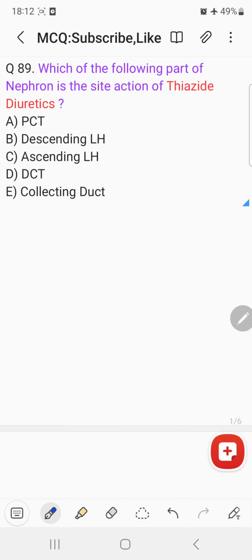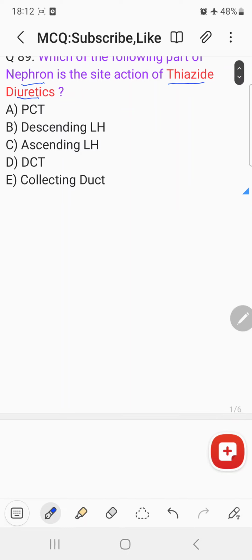So today's question is, which of the following parts of the nephron is the site of action of thiazide diuretics? A choice PCT, B choice descending LH, C choice ascending LH, D choice DCT, and E choice collecting duct.